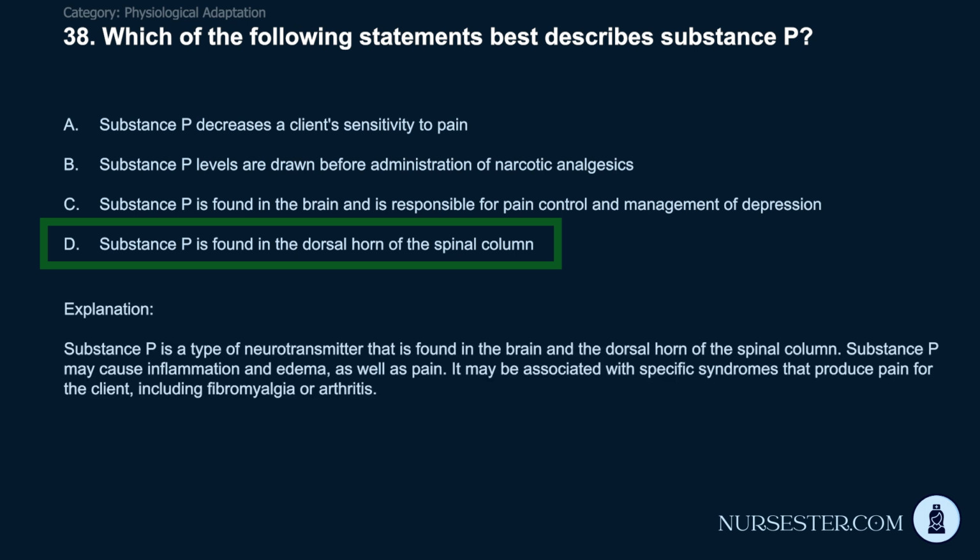Substance P is a type of neurotransmitter that is found in the brain and the dorsal horn of the spinal column.